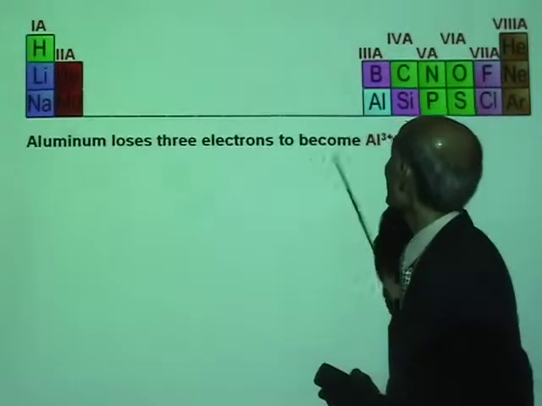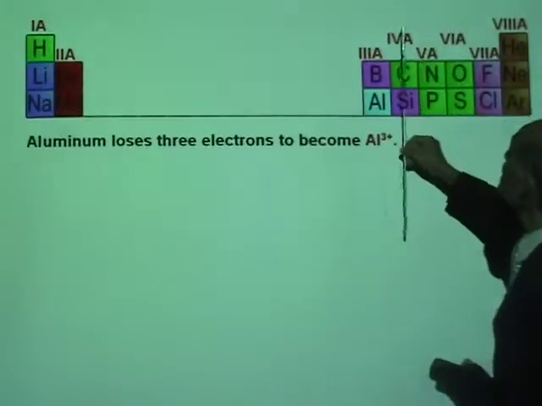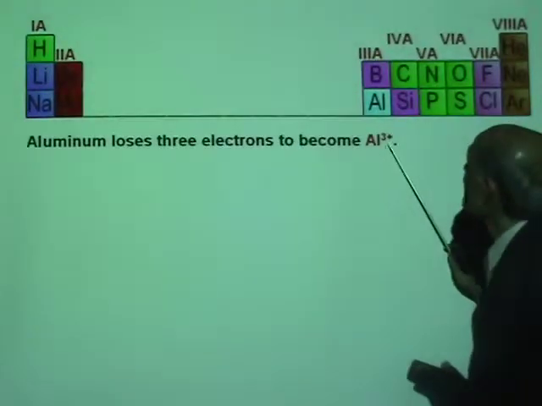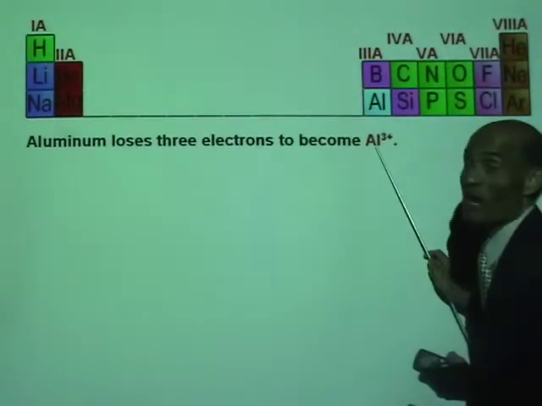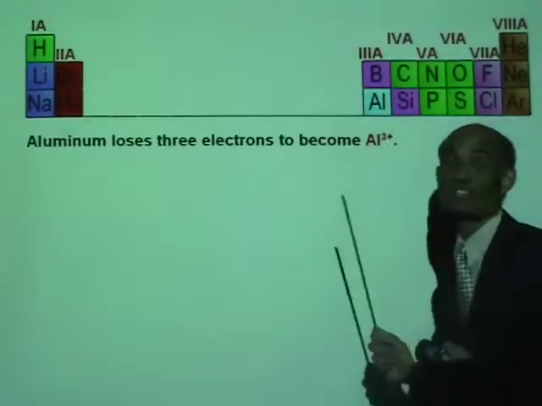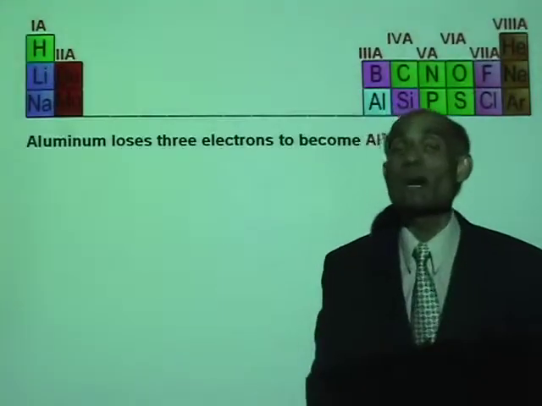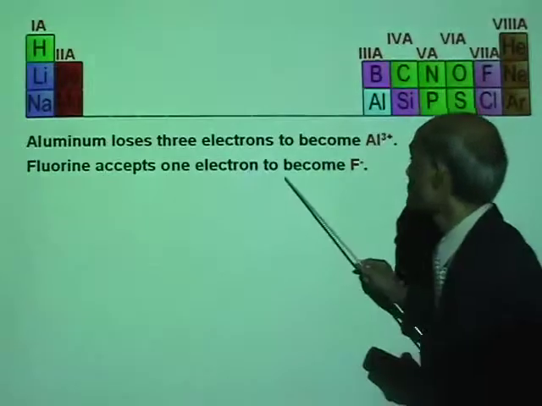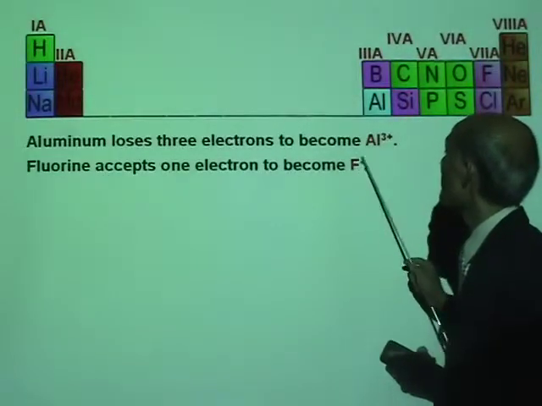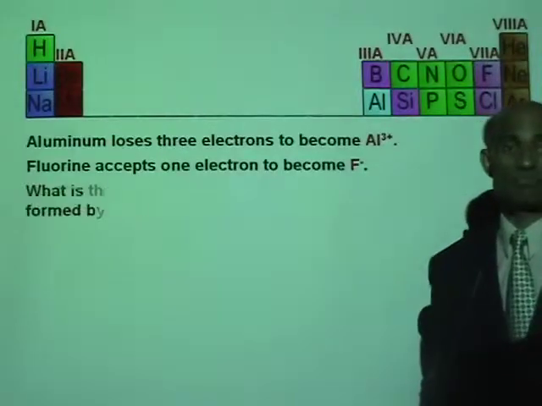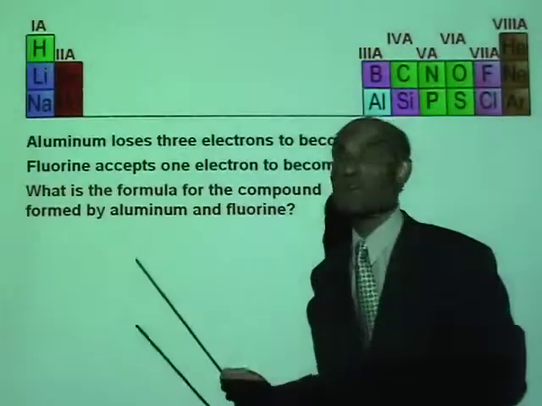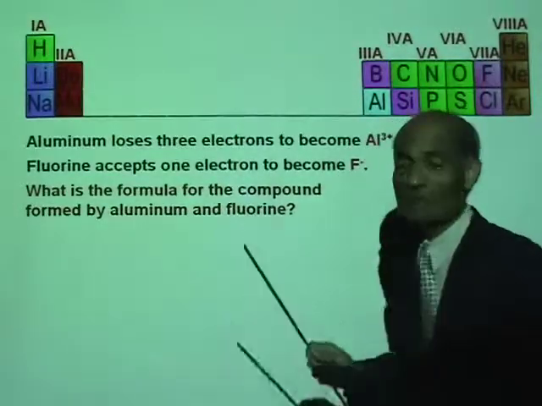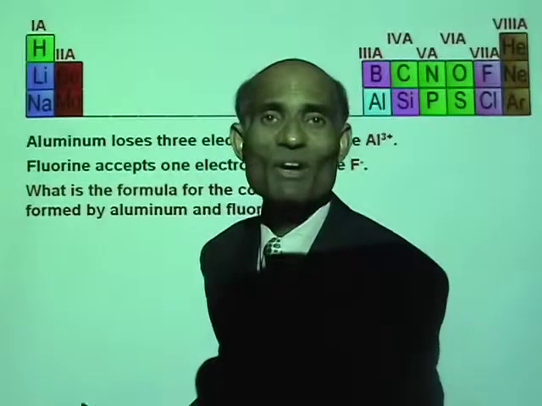Aluminum loses 3 electrons. Aluminum is a group 3 element. It loses 3 electrons to become an aluminum ion, Al3+. So the charge on an aluminum ion is 3 positive. Fluorine accepts 1 electron to become F single negative. Now therefore, can you tell me, what is the formula for the compound formed by aluminum and fluorine? Can you work that out for me?